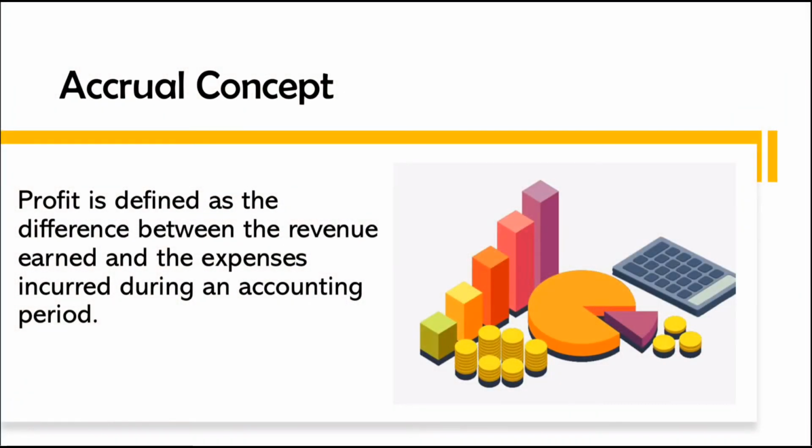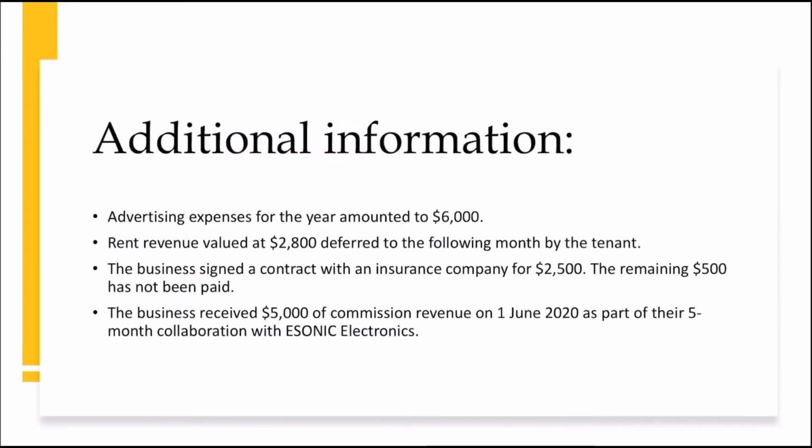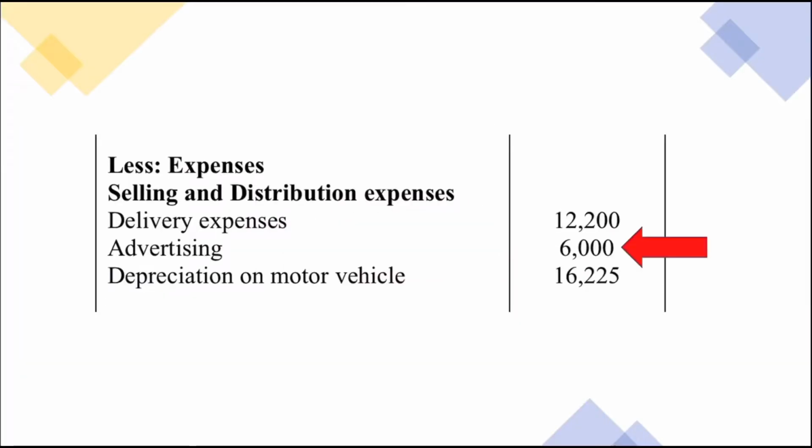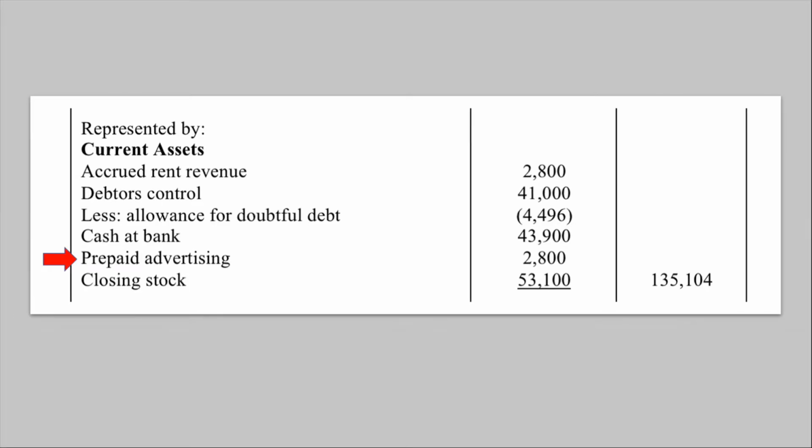Firstly, the accrual concept defines profit as the difference between the revenue earned and the expenses incurred. This is seen when we make adjustments for prepayments and accruals. Since the advertising expenses were only $6,000, this was rightfully recorded in the income statement. The prepaid amount is recorded in the balance sheet as a current asset.